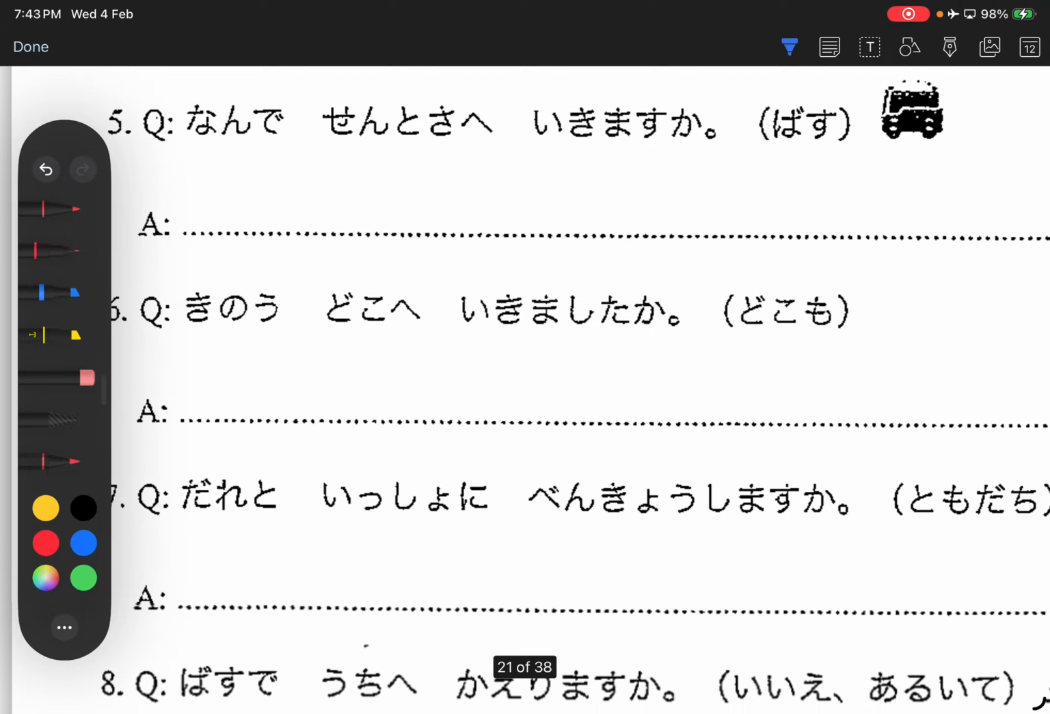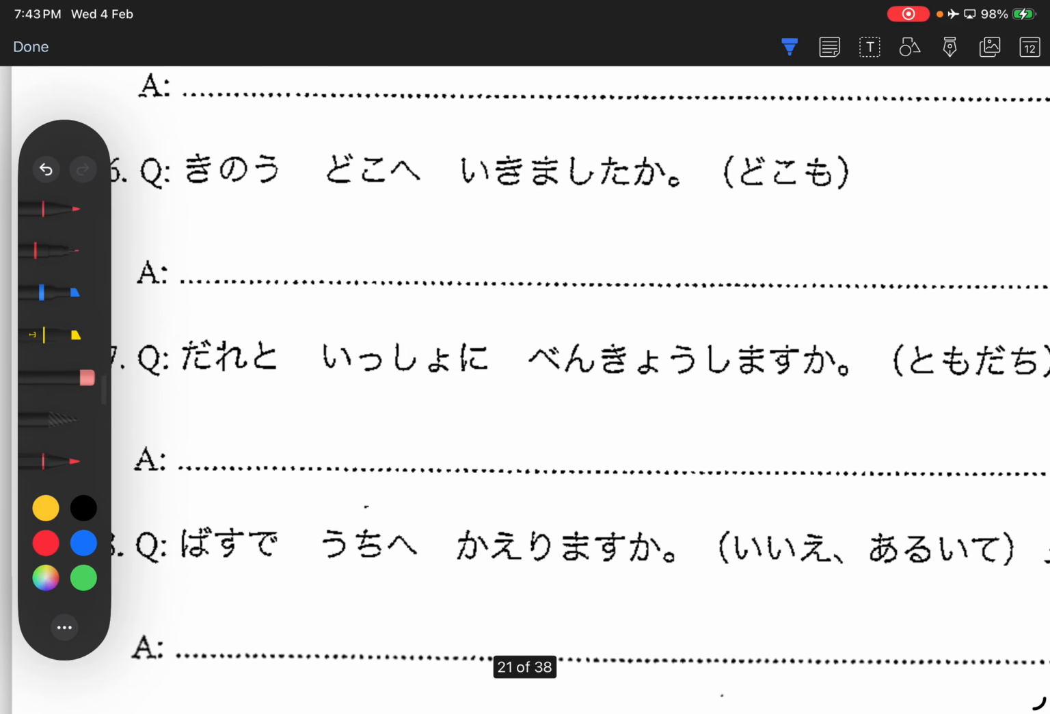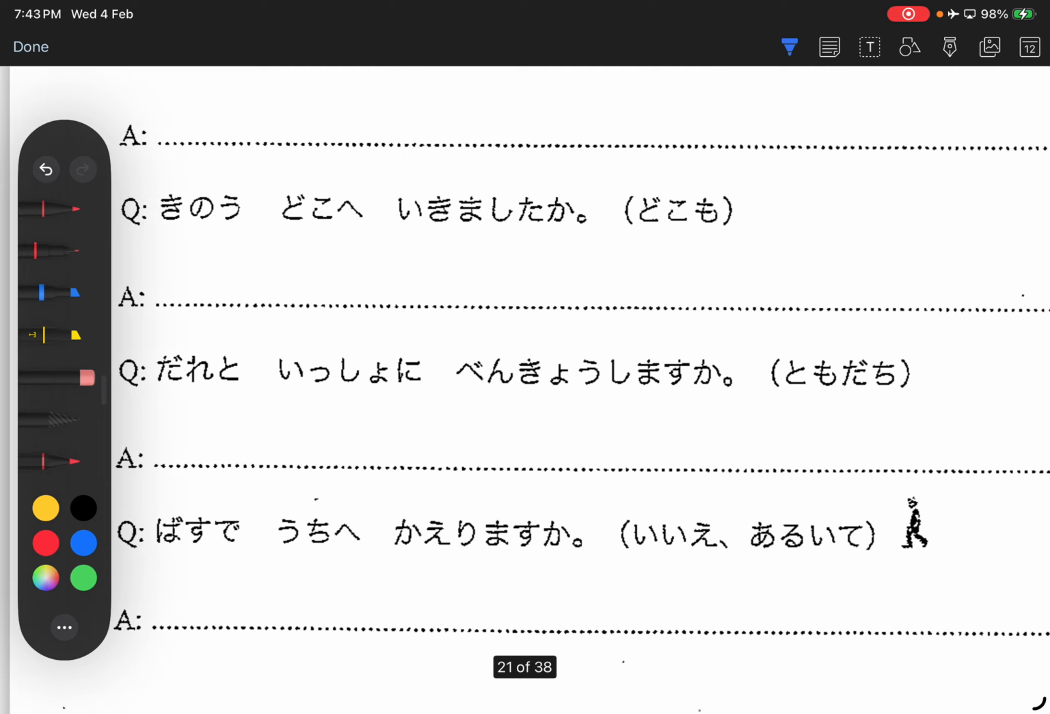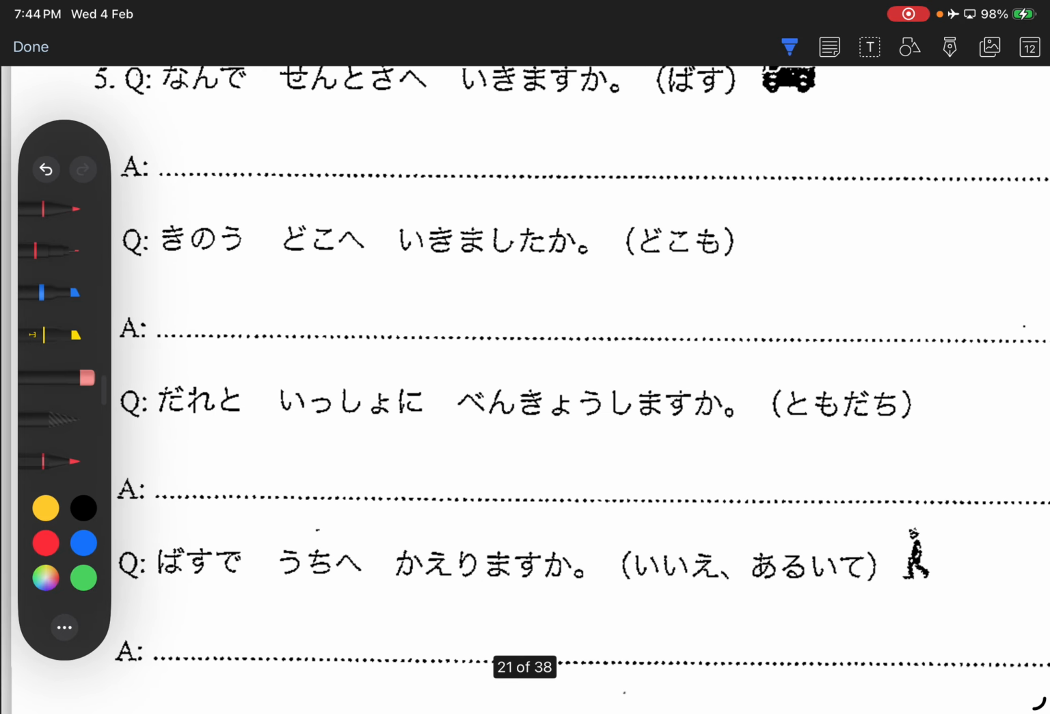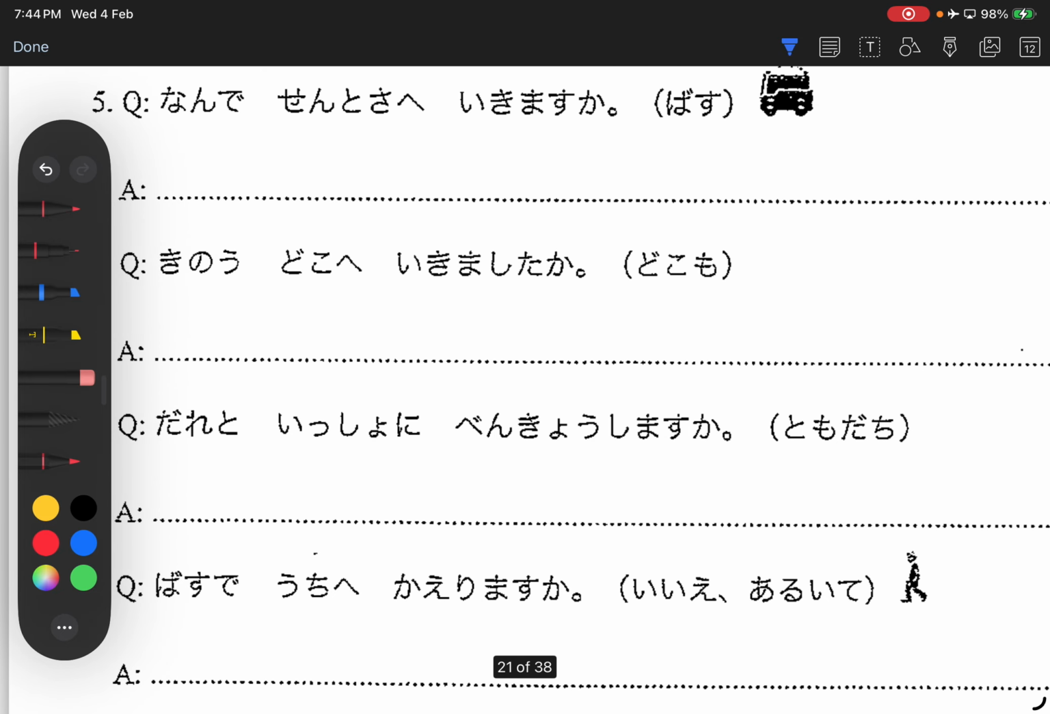Okay, number 6. 昨日どこへ行きましたか？ 昨日どこも行きませんでした。 Okay, 昨日どこも行きませんでした。 Right, どこも, where also never go. We have to use the negative form. どこへも行きませんでした。 Past tense also, 行きませんでした。 Past tense.